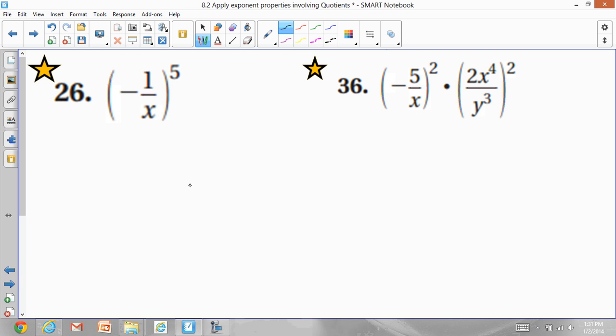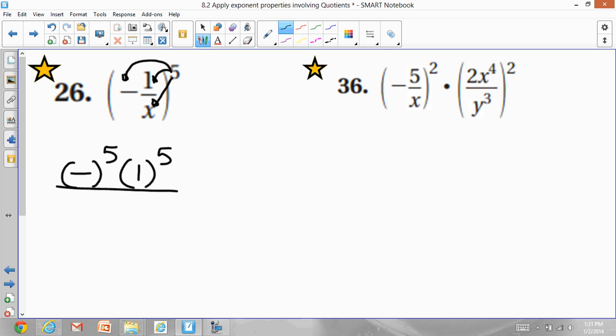Copy question number 26. So you have -1 over x, the whole entire thing to the power of 5. Now, if you have the power outside the parenthesis, the 5 goes for the sign, the 5 goes for the number, the 5 goes for the letter. It goes for every single one of the terms. So I'm going to write negative gets the power of 5, 1 gets the power of 5, and the denominator x also gets the power of 5.